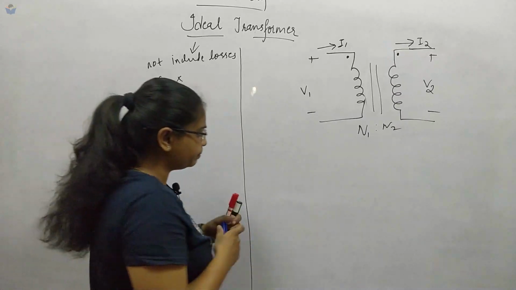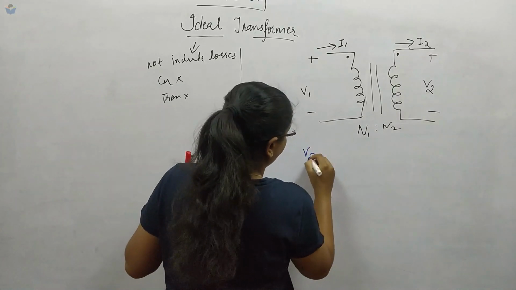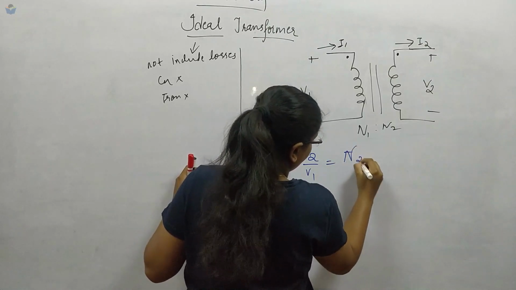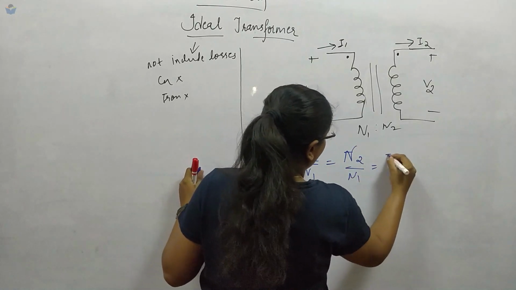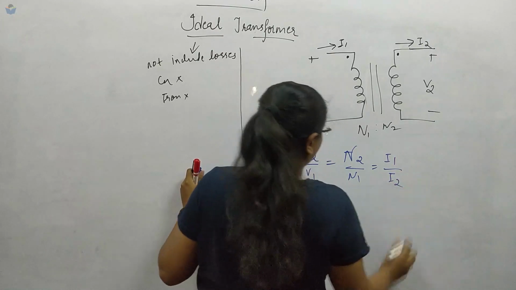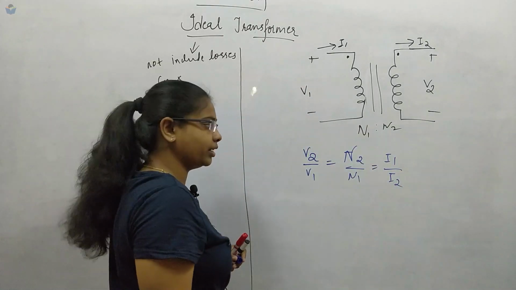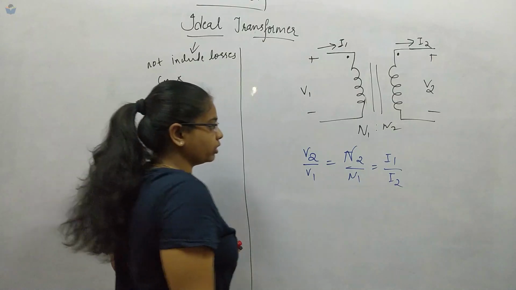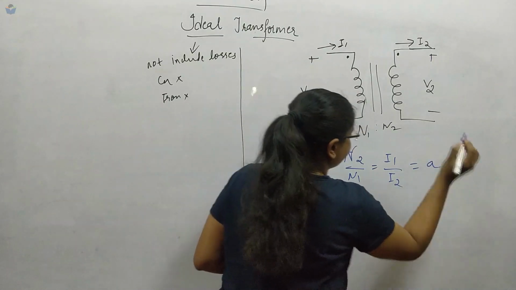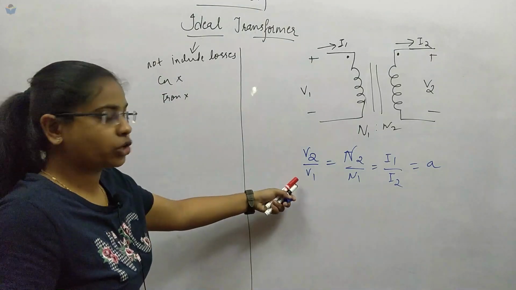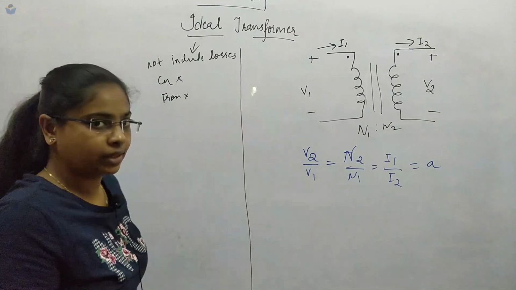Now we know that V2 by V1 equals N2 upon N1 equals I1 upon I2. So the current will always go opposite to the voltage and the turn ratio. Let us take this as something called A. This is the turn ratio. So this much you have to keep in mind for the ideal transformer.